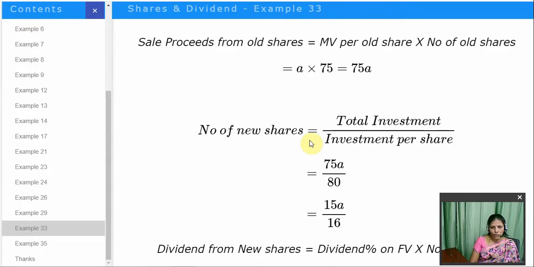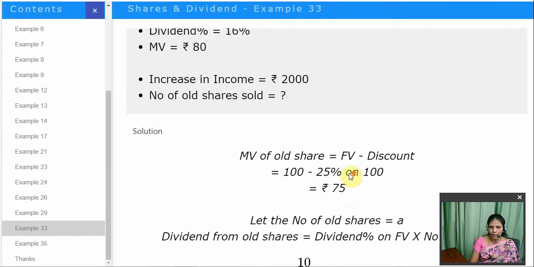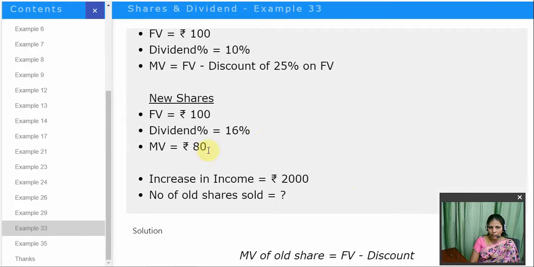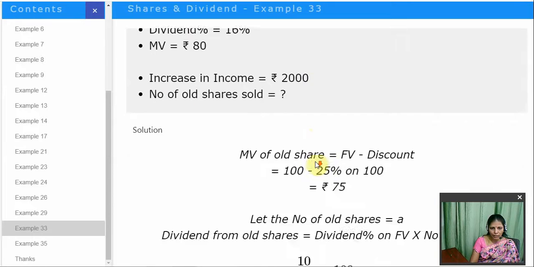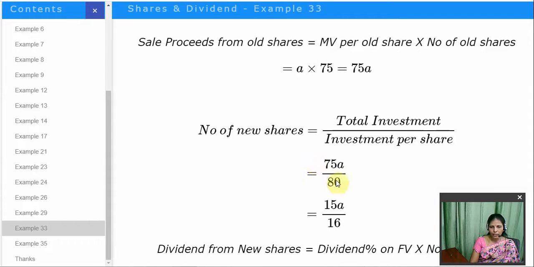So the number of new shares is equal to total investment divided by investment per share. What is his investment? His sale proceeds, 75A, divided by the investment per share. Here in the given data, the market value per share is 80 rupees. He is investing the sale proceeds and buying the new shares. The face value is this, this is the dividend percentage, and the market value is 80 rupees. That is what we are substituting here.